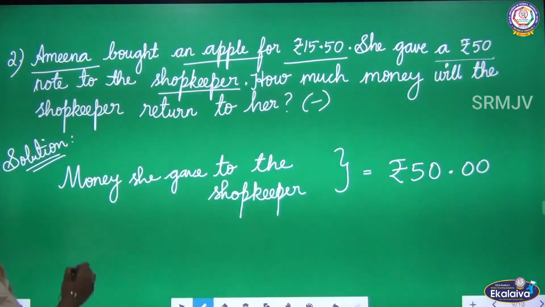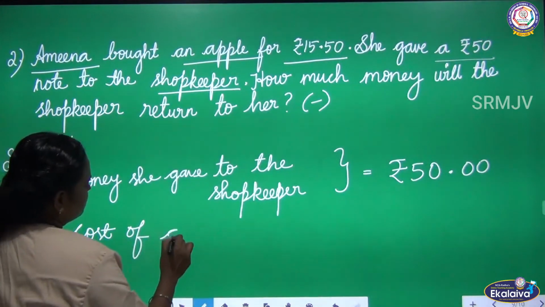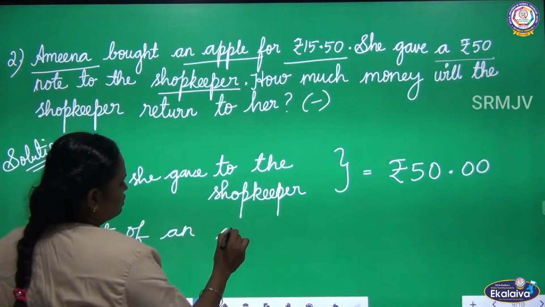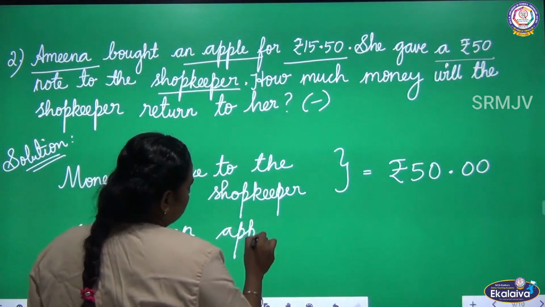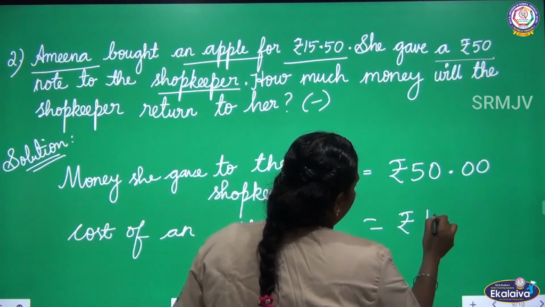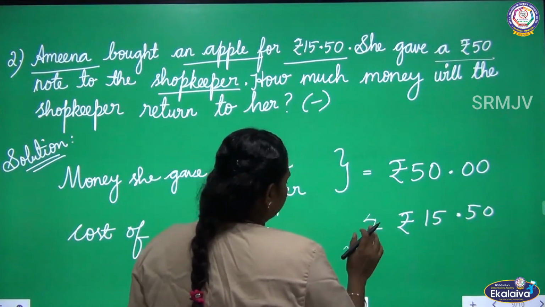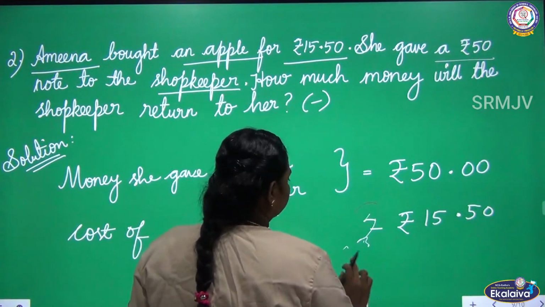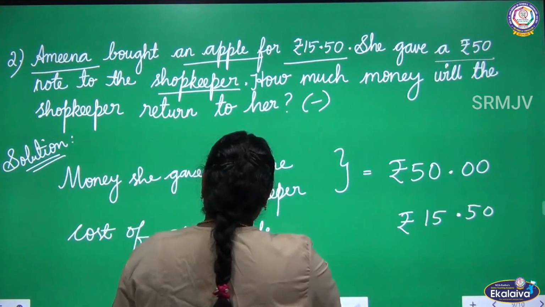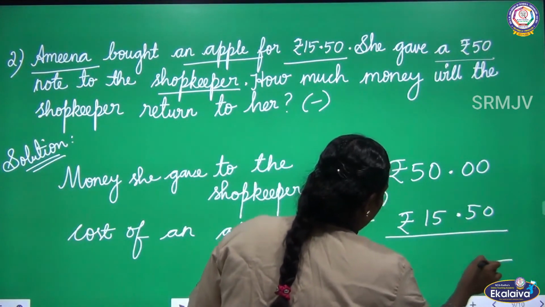Next, what is the cost of an apple, children? So cost of an apple equal to, so what is the cost of an apple? It is 15 rupees 50 paise. So what we are going to do now? We are going to subtract. So write the subtraction symbol.